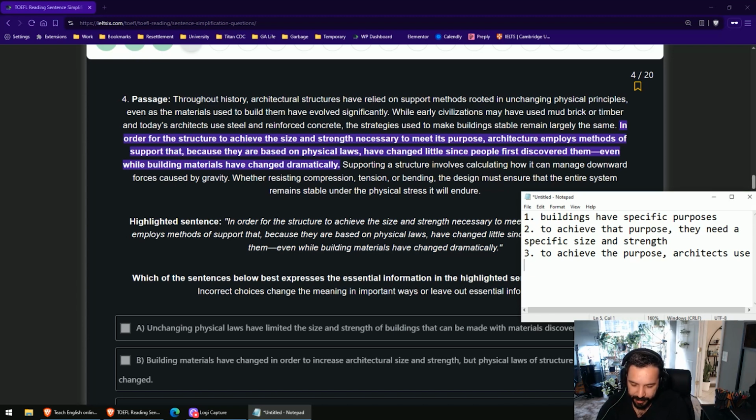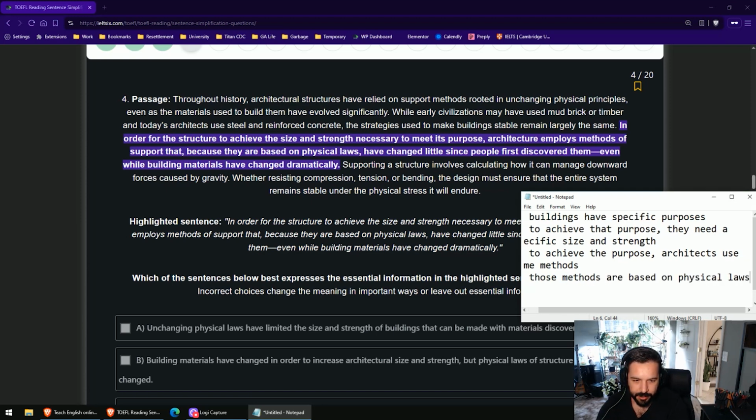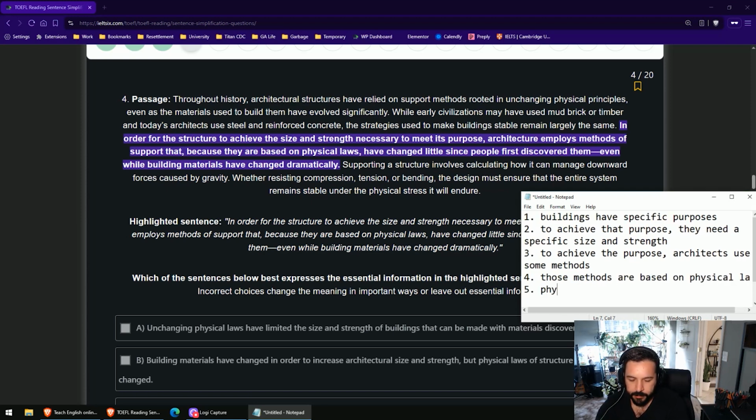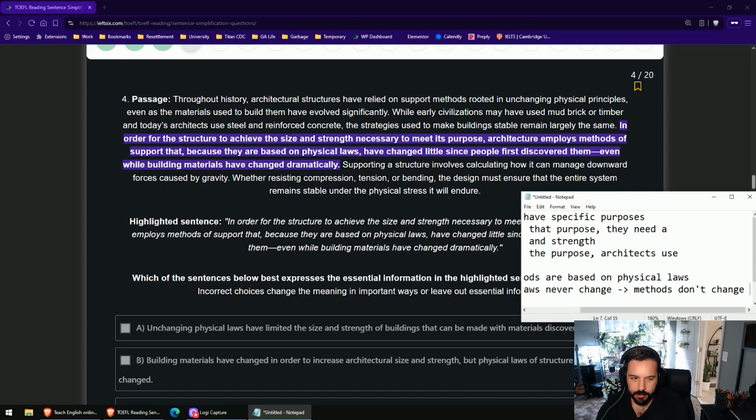Architects use some methods, and 4, those methods are based on physical laws. 5, physical laws never change, and therefore methods don't change much.